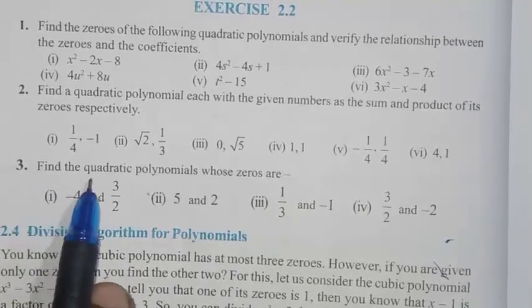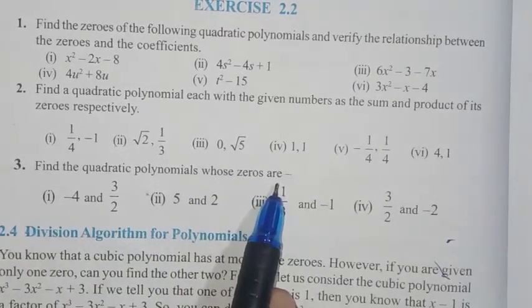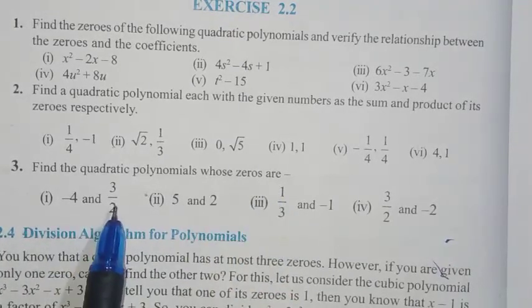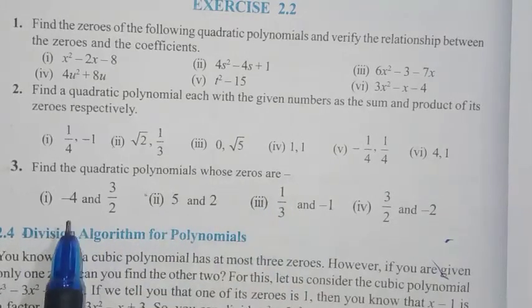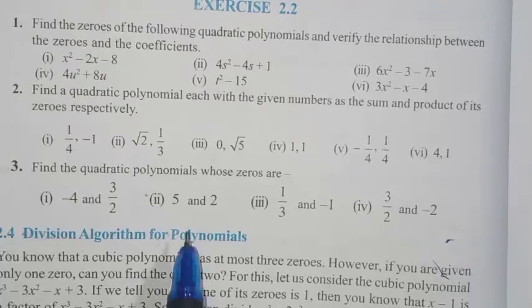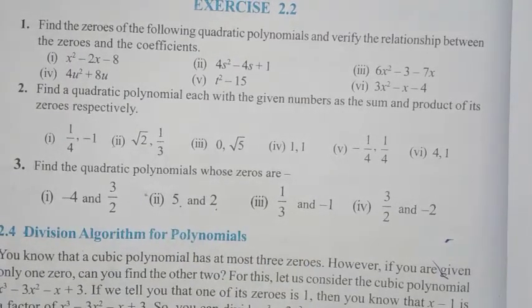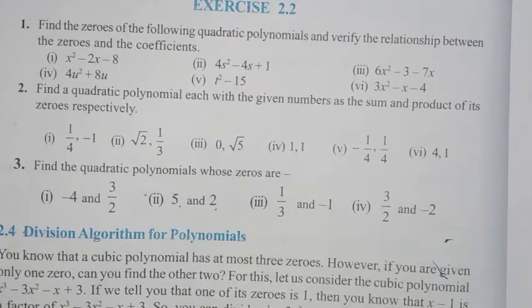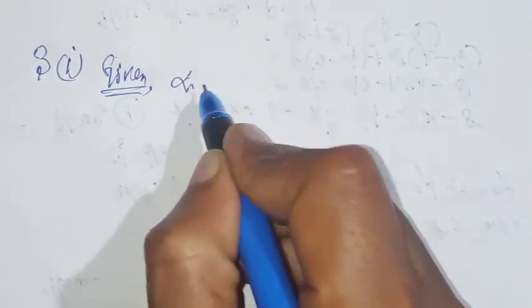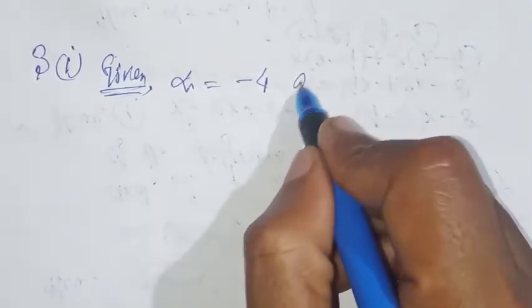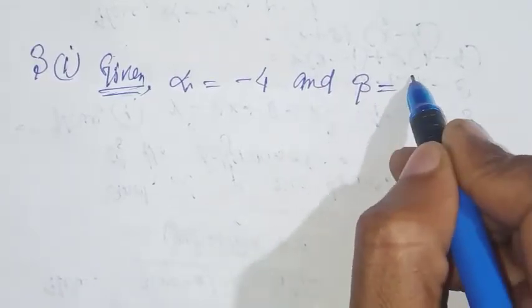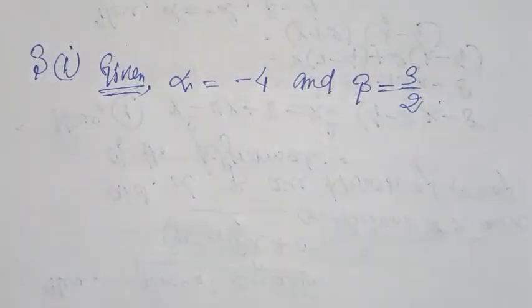Now see question number 3. Find the quadratic polynomial whose zeros are given. This time, given zeros means alpha and beta are given, whose zeros are minus 4 and 3 by 2, and the others. So this one we are going to solve. Let's see how question number 3 we can solve. Example 1 is there. Given, we have 2 zeros already given. Alpha equals minus 4 and beta equals 3 by 2. We have to find out the quadratic polynomial.